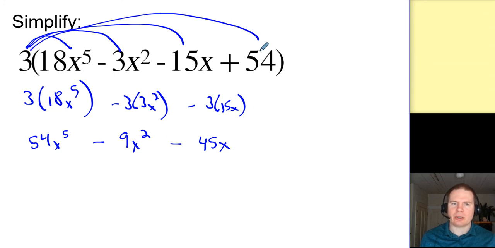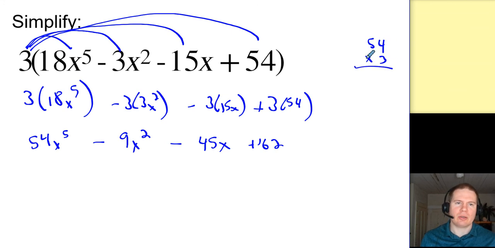And then 3 times 54. Alright, 3 times 5 is 15, so that's 150. Plus 3 times 4 is 12, so that's 162. Of course, if you want to do that off to the side, 3 times 4 is 12. 15 plus 1 is 16. 162, if you're not comfortable doing that in your head.